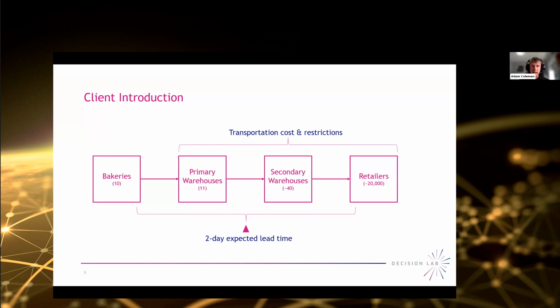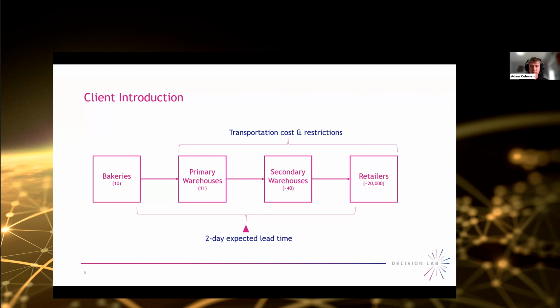So they just act as the end point or the distribution to the retailers. So this kind of setup that we have caused a lot of issues, mainly in production planning, transportation and inventory management. Because we've got to get the products from the bakery to the primary warehouses and then through the secondary warehouses, it caused a lot of issues with how we actually move the products around, what type of vehicles we use, and how we plan the production to ensure that we still stick to that 2-day expected lead time.